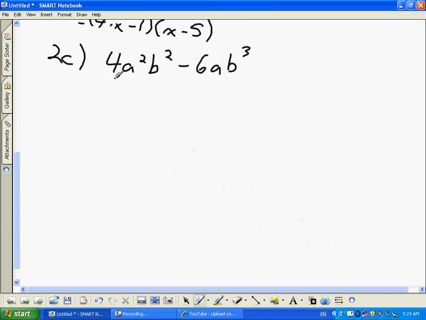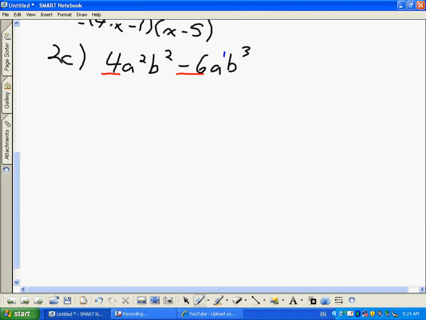So, question 2C, greatest common factor, same idea. We have 4a squared b squared minus 6a, and that a is technically to the power of 1, okay, and b cubed. So, exact same thing as we did before. I'm going to look at my coefficients. I have 4 and negative 6.